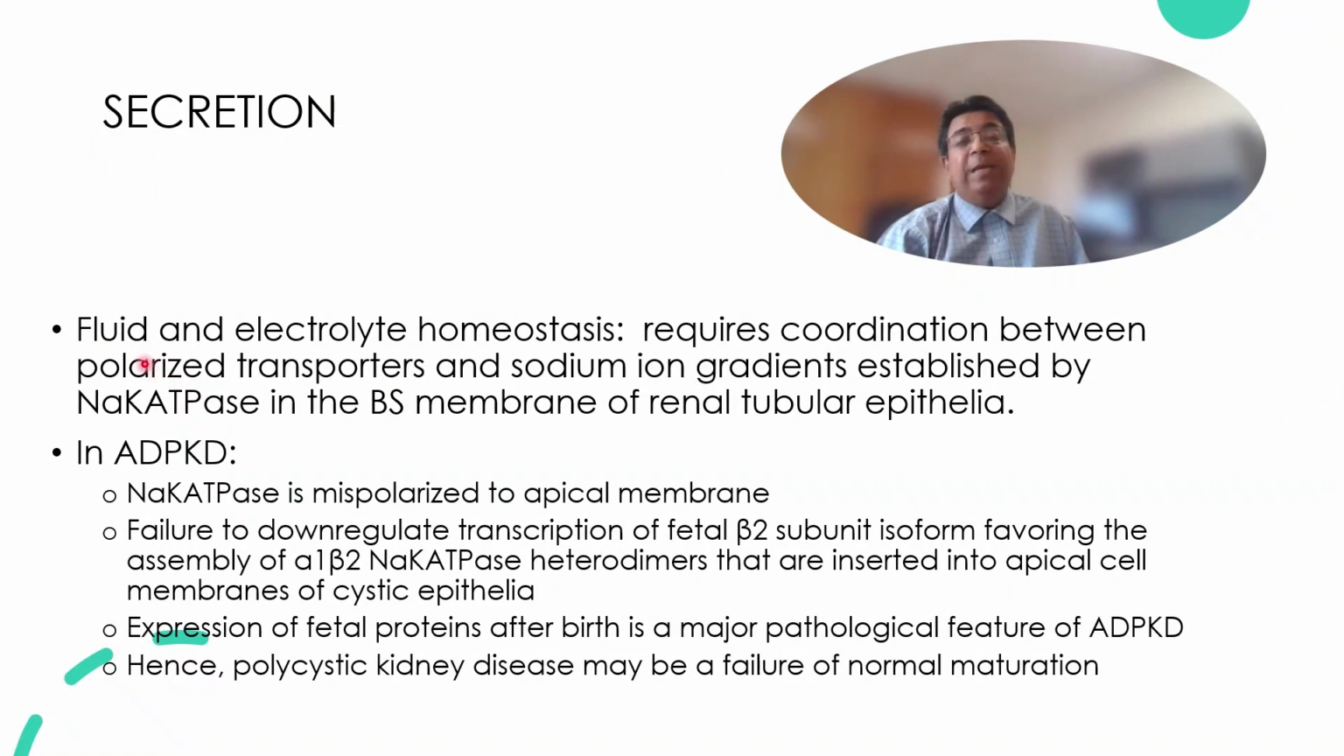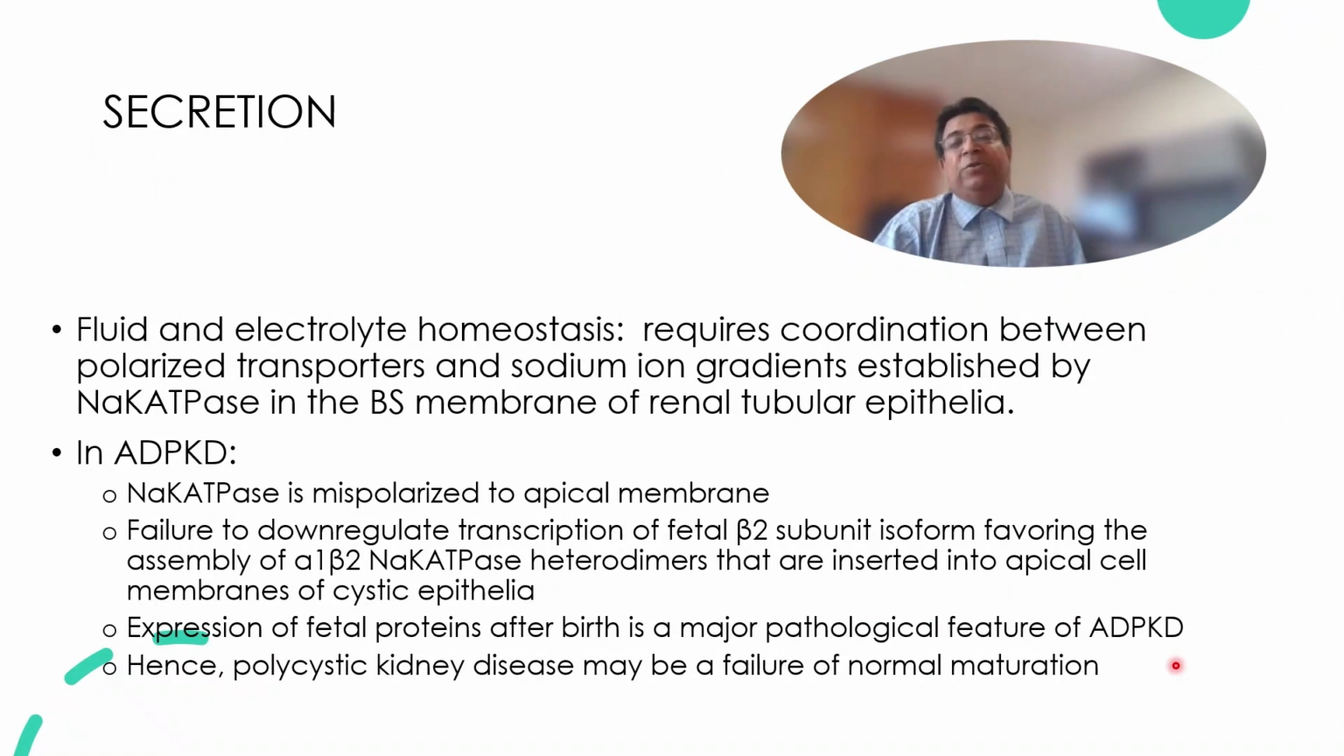Secretion: fluid and electrolyte homeostasis requires coordination between polarized transporters and sodium ion gradients established by sodium potassium ATPase in the basal membrane of the renal tubular epithelium. In ADPKD, sodium potassium ATPase is mispolarized to the apical membrane, and there is a failure to downregulate transcription of the fetal beta 2 subunit isoform, favoring the assembly of the alpha 1 beta 2 sodium potassium ATPase heterodimers that are inserted into apical cell membranes of cystic epithelium. Expression of fetal proteins after birth is a major pathological feature of ADPKD.